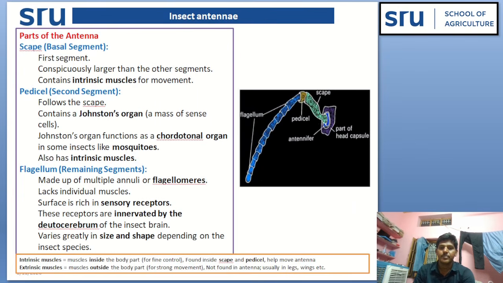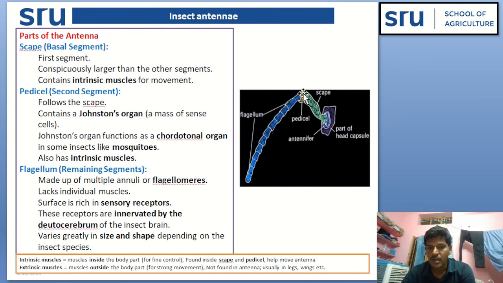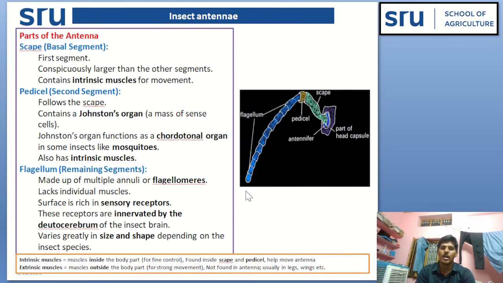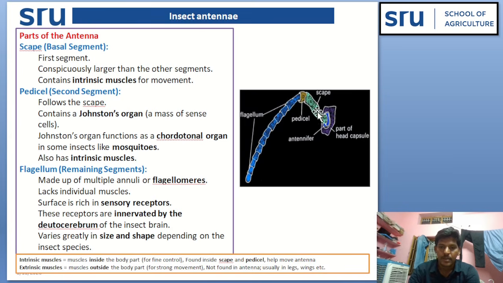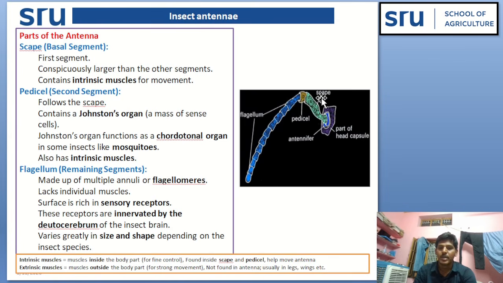Parts of the antenna. The antenna contains a basal segment, that is the scape. See here, this is the scape, and the second segment, that is the pedicel, and all remaining segments are commonly known as the flagellum. Scape: it is the first segment of the antenna, conspicuously larger than other segments, and it contains intrinsic muscle that helps in movement of the antenna.